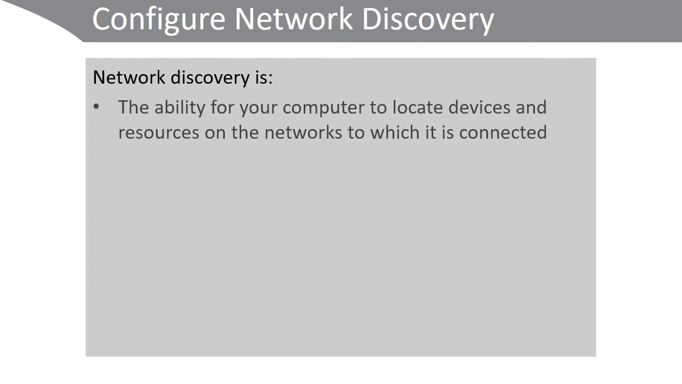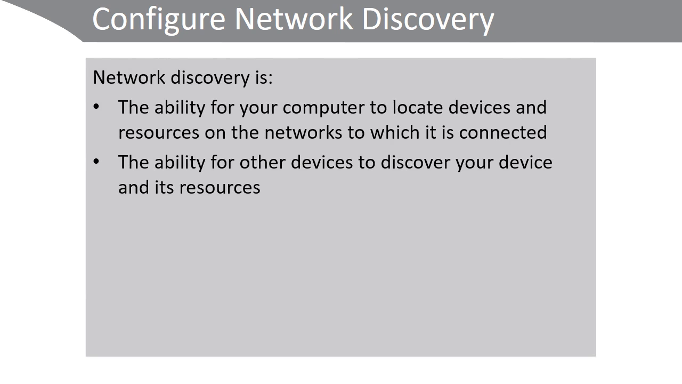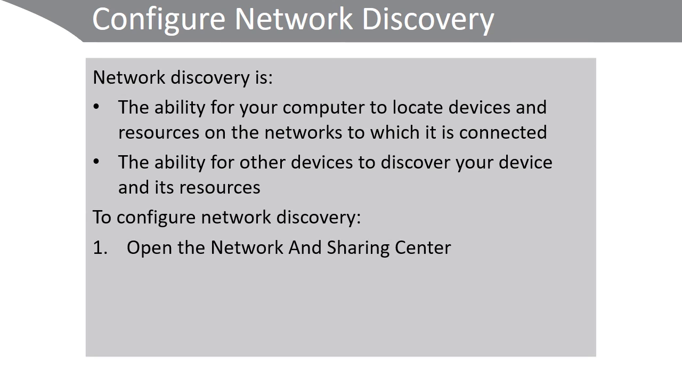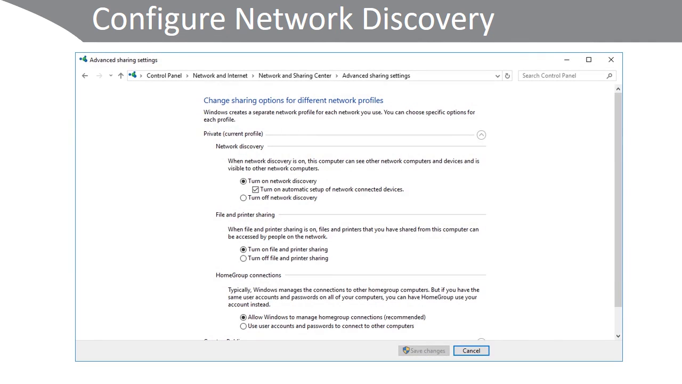Network discovery is the ability for your computer to locate devices and resources on the network to which it's connected, and conversely the ability for other devices to discover your device and its resources. To configure network discovery, open the Network and Sharing Center, click Change Advanced Sharing Settings, and then you can configure the options here. You can see that you can turn on network discovery and turn on automatic setup of network connected devices, or conversely turn off network discovery.